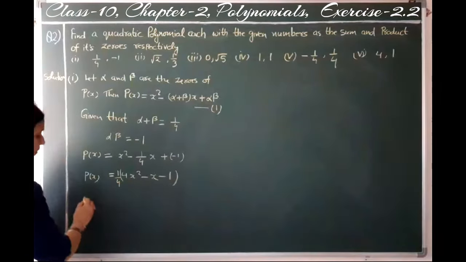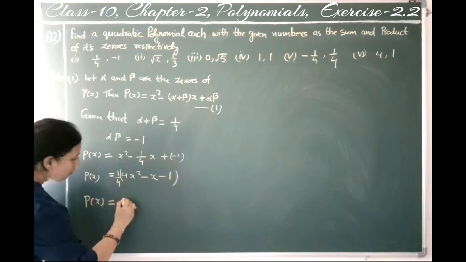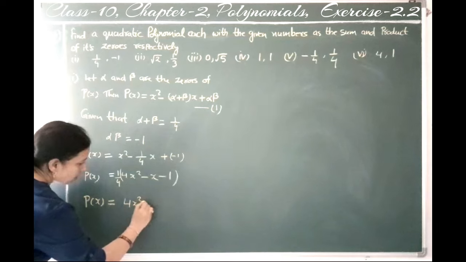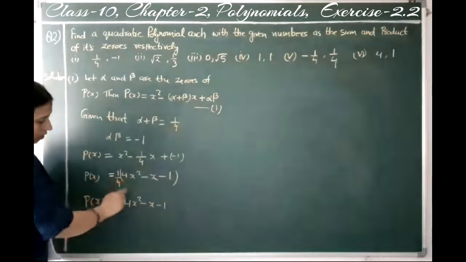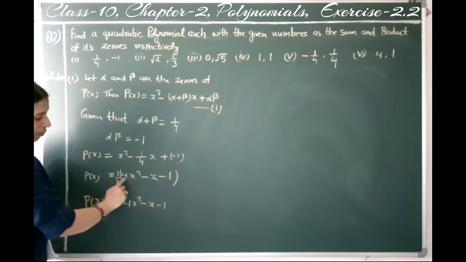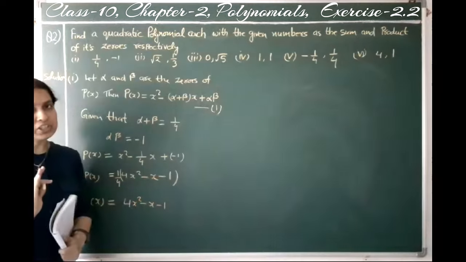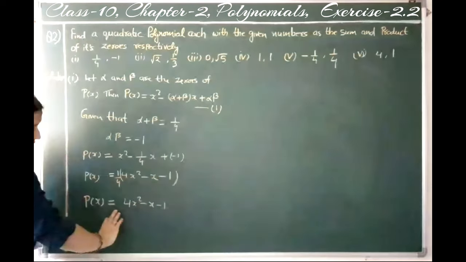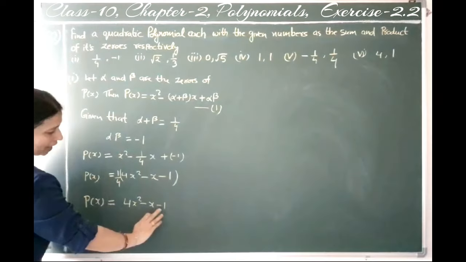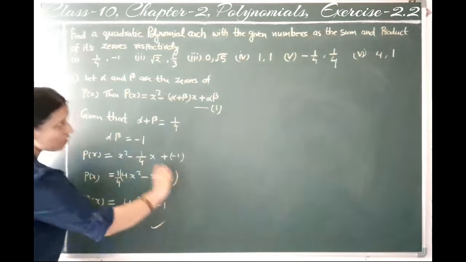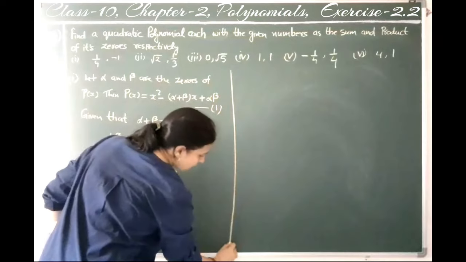So finally we get the quadratic polynomial p(x) = 4x² - x - 1. This one and 1/4 (4x² - x - 1) both have the same zeros. So we can write our answer p(x) = 4x² - x - 1. This is our answer. Now let us see the second one.